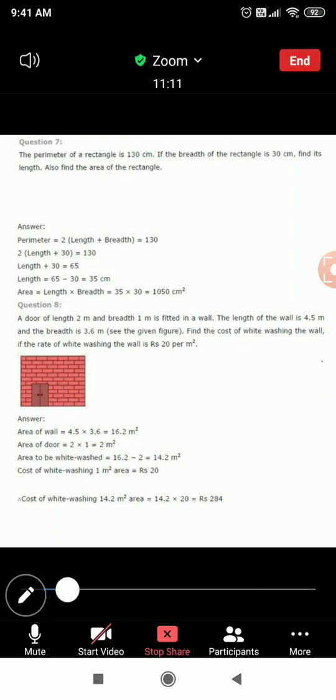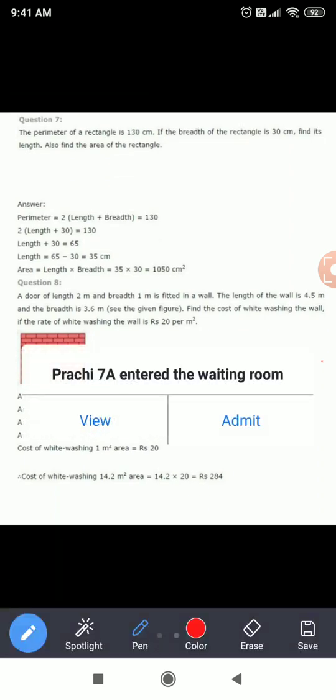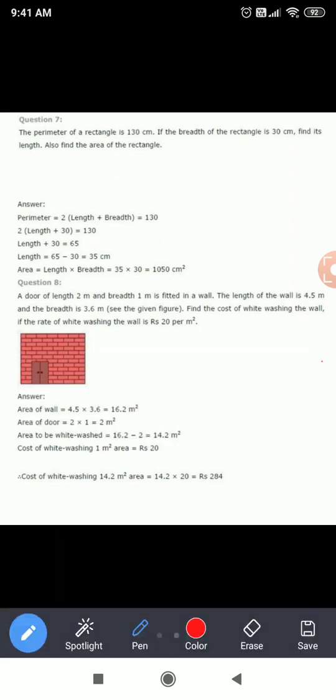Question number 7. The perimeter of a rectangle is 130 centimeter. So perimeter of a rectangle is 130 centimeter. We can write perimeter 2 into length plus breadth, that is equal to 130. Now the breadth is given to us, that is 30 centimeter. So in this, at the place of breadth, we will keep 30. Now we have to find the length and area of the rectangle.